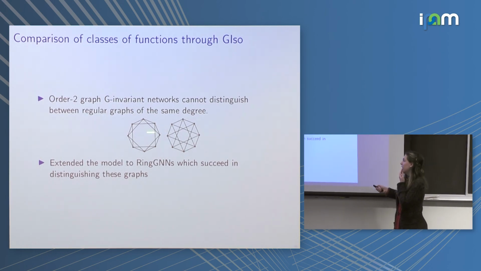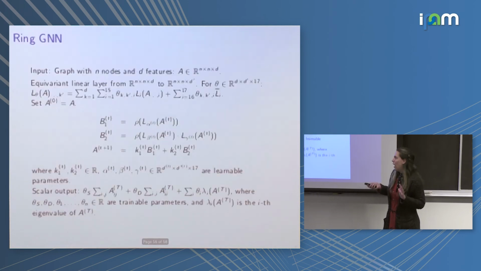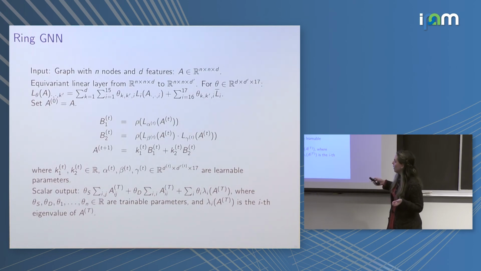In particular, these order 2 G-invariant networks cannot distinguish between regular graphs either, but then we extended the model to consider these ring graph neural networks. I'll show you what it is. Those ring graph neural networks succeed in distinguishing these graphs. So you can add a very small thing that doesn't change much your computational requirement, but makes your class more expressive. The way we consider the ring neural network is by considering these linear invariant networks on matrices. The dimension of that space is 15.